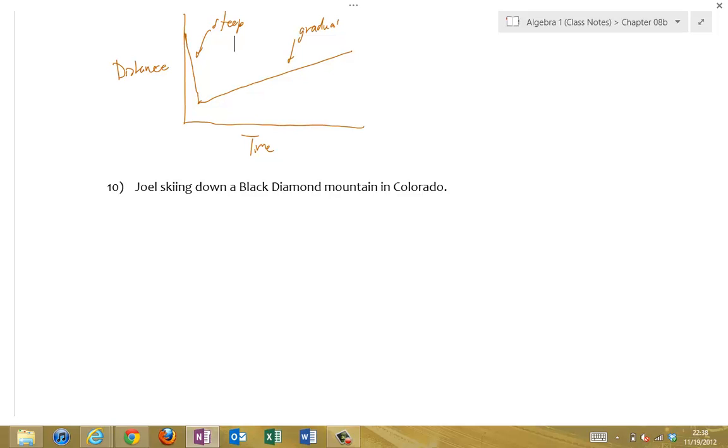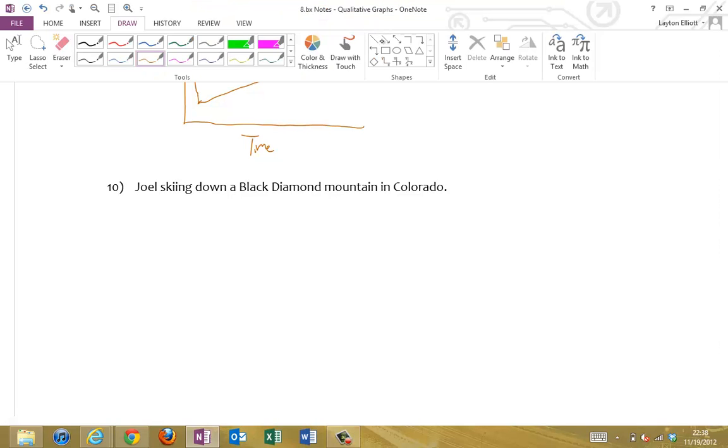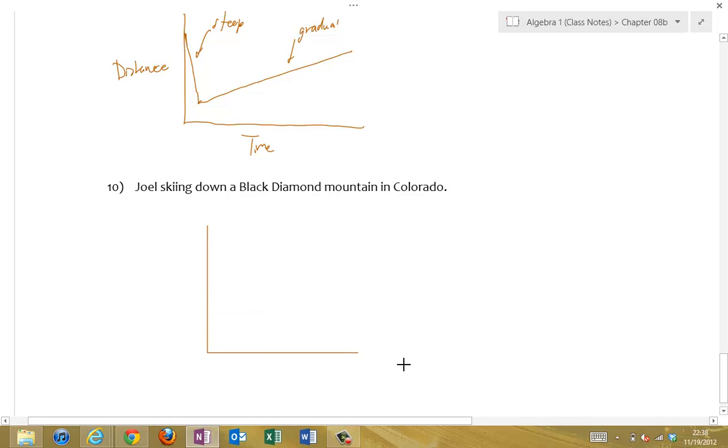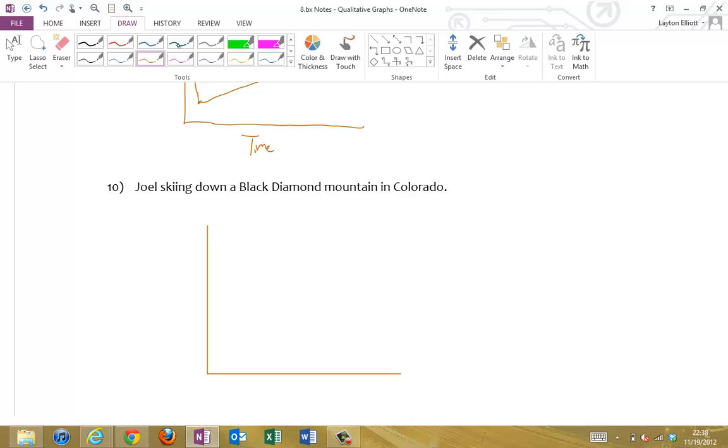Okay, lastly, we have Joel skiing down a Black Diamond Mountain in Colorado. This we could have some fun with, and that's where I want you to be a little bit creative. So I draw this, strange colors. Who says that ski slope is constant? It doesn't have to be. It can be any number of things.